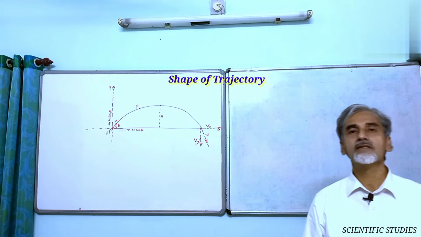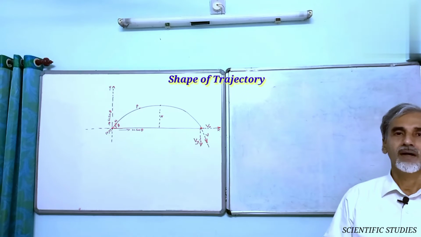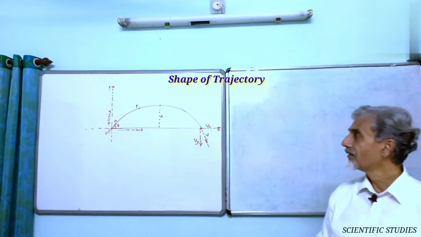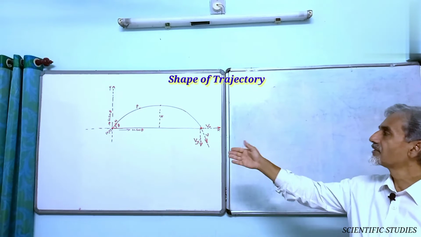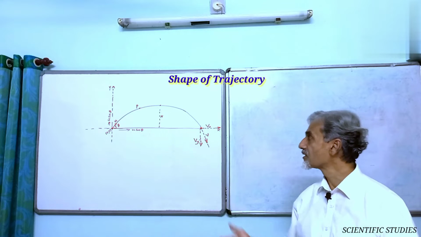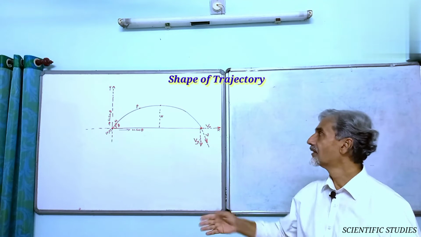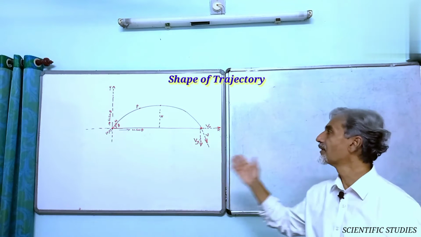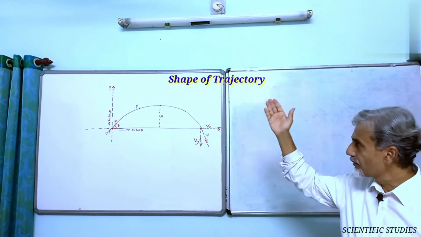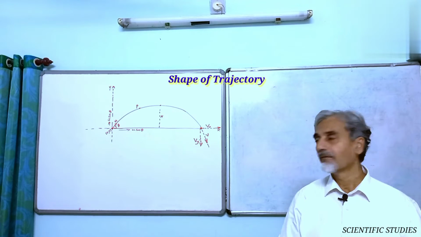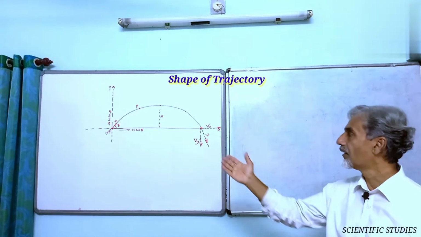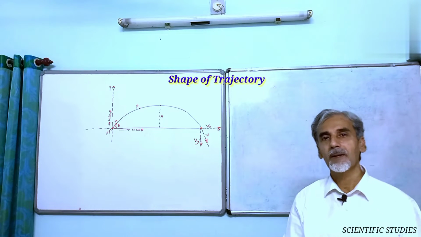Projectile is the path described by a projectile and it is parabolic in shape. Here we consider a projectile which is projected with the initial velocity u, and the initial velocity is resolved into two components, the vertical u sin theta and the horizontal u cos theta. The vertical component keeps the body moving vertically upwards, whereas the horizontal component keeps the body moving in the horizontal direction.